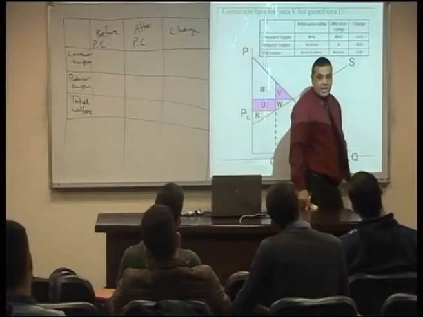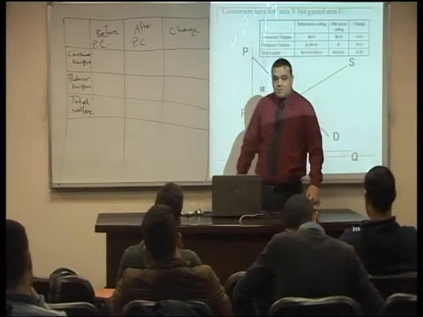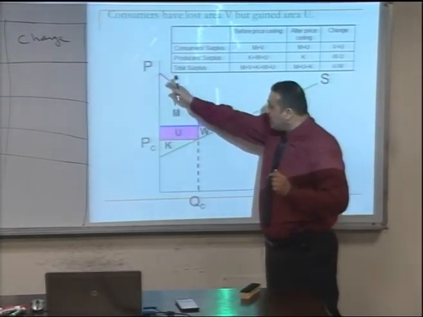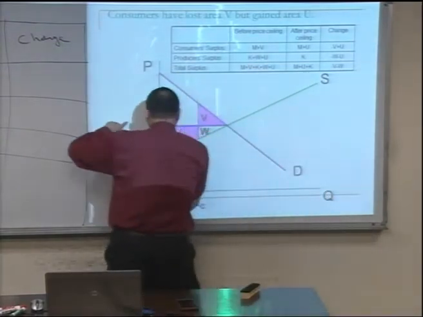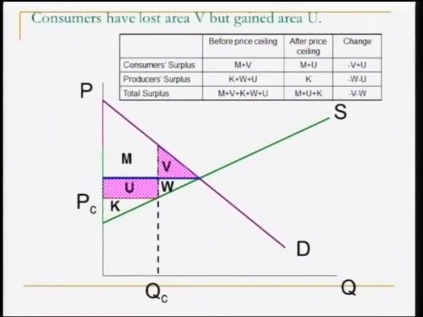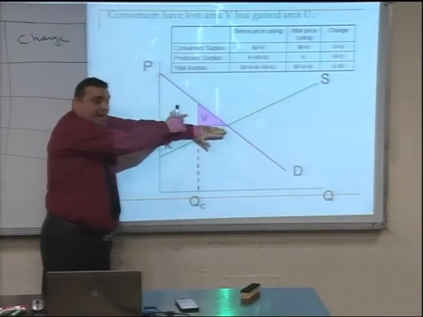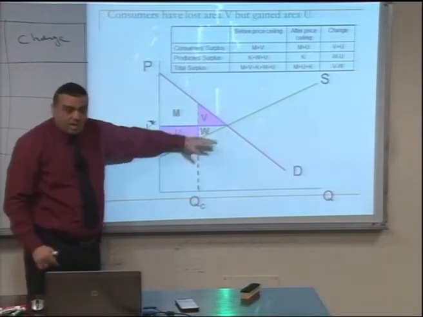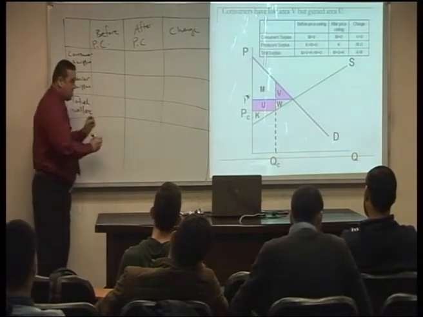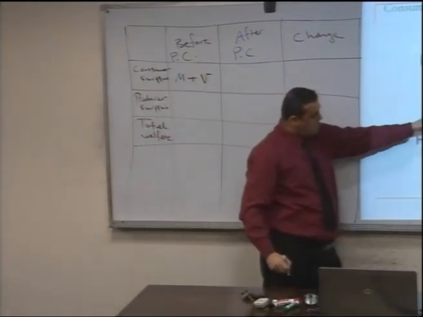Before imposing a price ceiling, let's come back to the graph. Sorry, the consumer surplus. The consumer surplus is the area here at equilibrium. This is the P star. How much is the consumer surplus? It's represented by the areas M and V. So before the price ceiling, at the initial or original situation, the consumer surplus was M plus V.